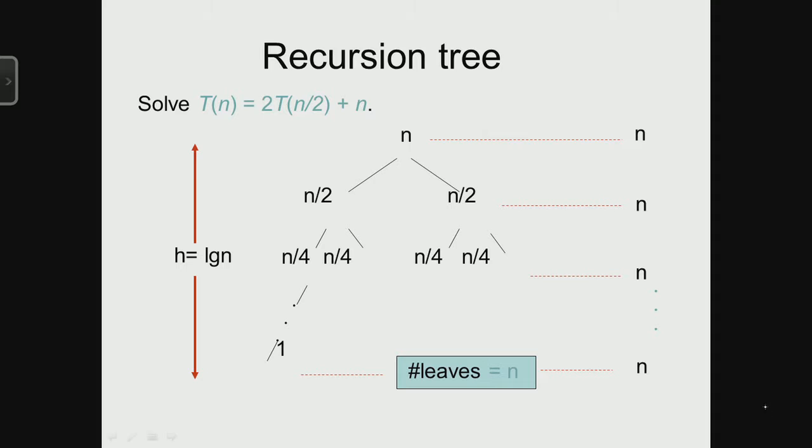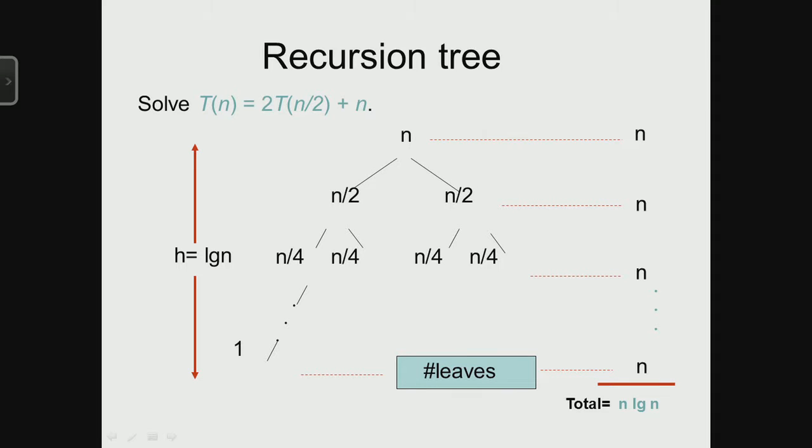And it is clear that the number of leaves is exactly equal to n, because every leaf node contributes a value 1, and therefore, the number of leaf nodes is n. Therefore, the contribution from the leaf level is also n. Consequently, the solution to this recurrence is n log n.